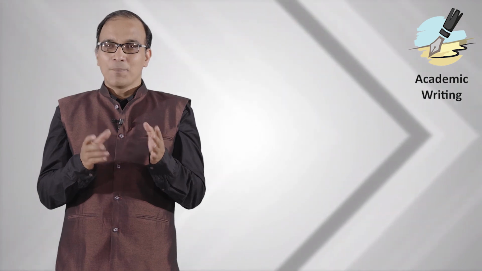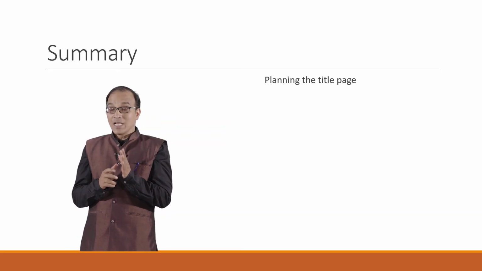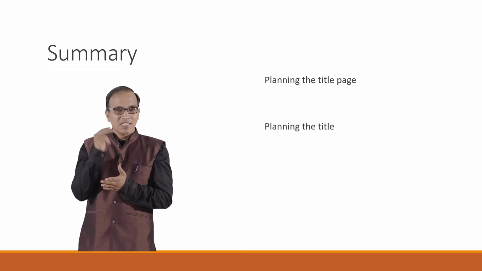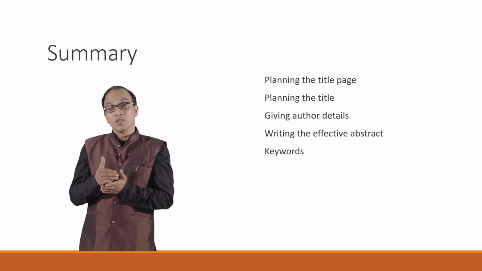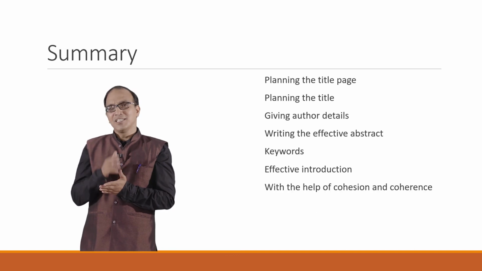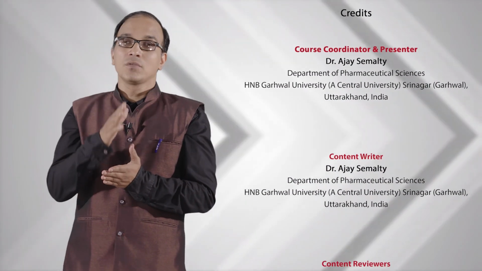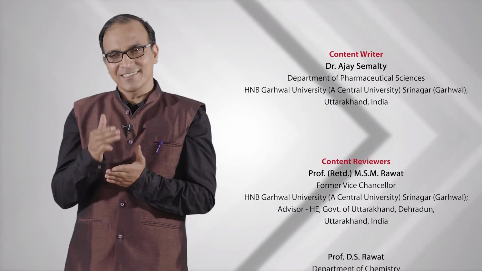So, in this module, we learn planning the title page, writing the abstract, keywords, and effective introduction with the help of cohesion and coherence. Never forget this aspect, and your idea must be translated into the brain of the reader. We will be addressing other aspects, material methods onward in the next module.